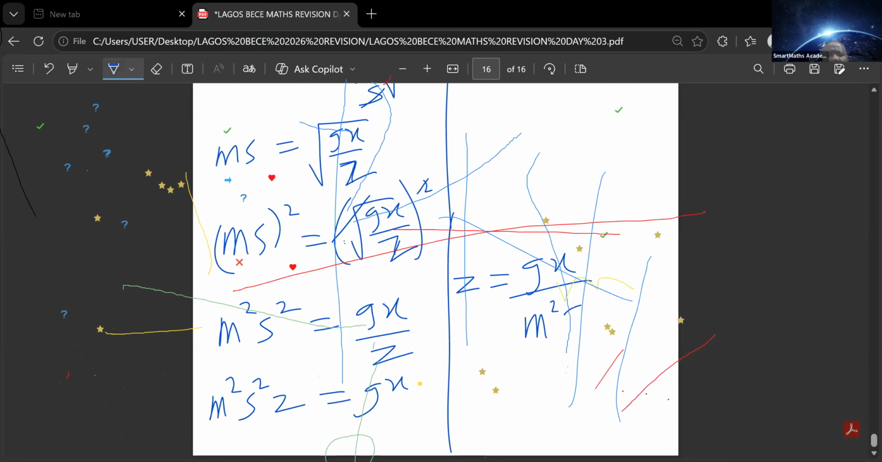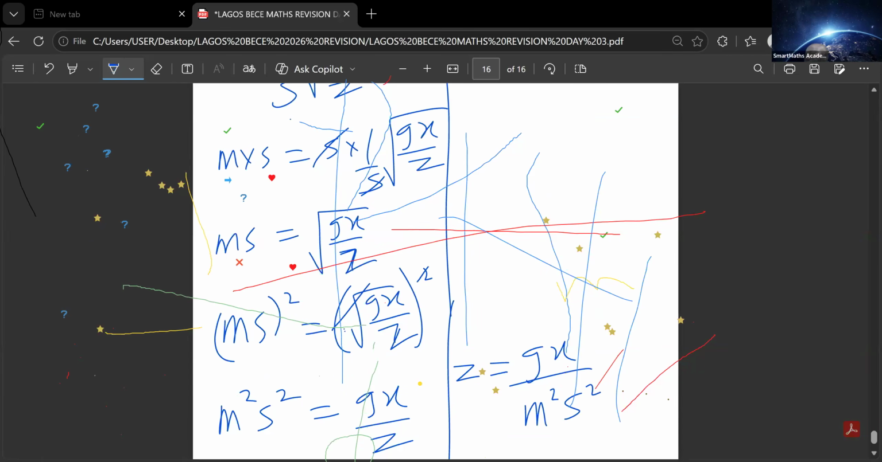So which number is this one? This is question 59. Where is it? Question 59. All right, so it's there. So that is gx over m squared s squared. That is option A. If you check it, 2025, option A. So that is that on this.